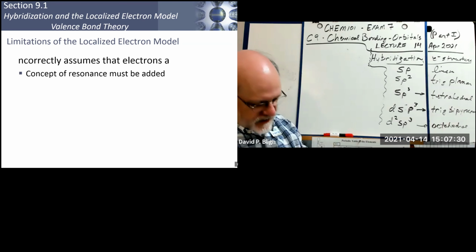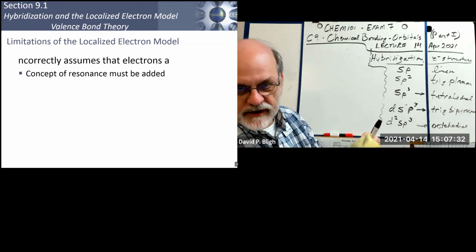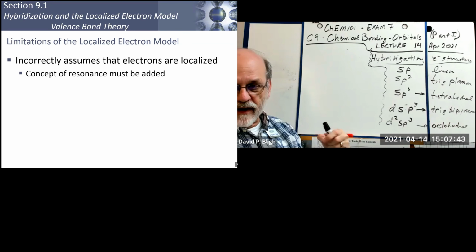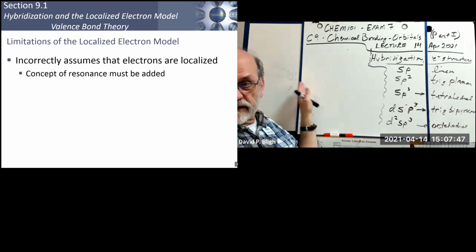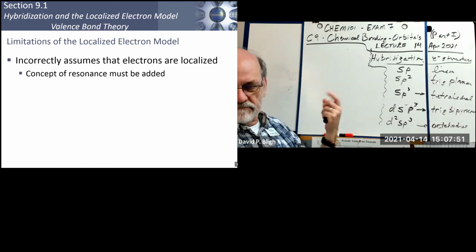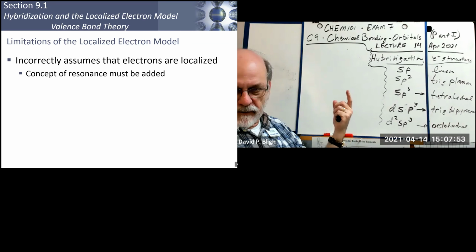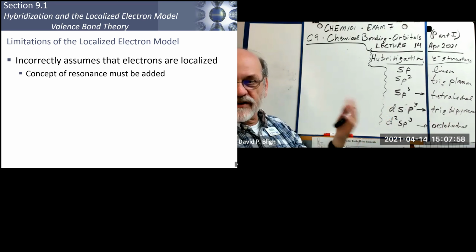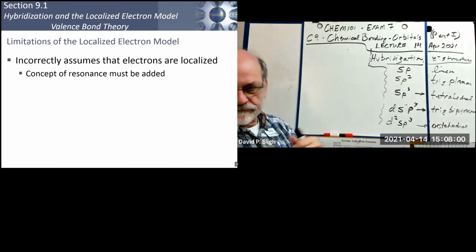Okay, well this is obvious. Problems with the localized electron model. We assume that the electrons are localized. And we've already introduced one solution to that problem, the resonance, where you have two or more equivalent Lewis dot structures. And you have to keep them all. Then you say they resonate among each other.